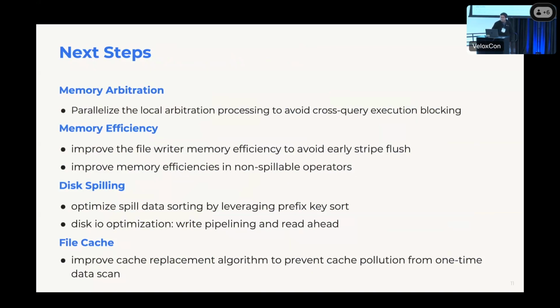The other thing is we will continue investing in memory efficiency. In the memory arbitration, we not only reclaim used memory through disk spilling, but we also reclaim used memory from the table writer. For the table writer, it will trigger the file writer to flush the stripe data to disk to free the memory. Currently we observe that the DWRF writer that we're using actually uses more memory than the Java one. So we will investigate how to make it more efficient to avoid early stripe flush. The other, we will investigate the memory efficiency in some non-spilling operators.